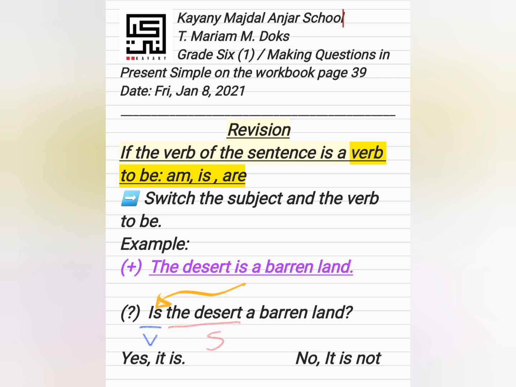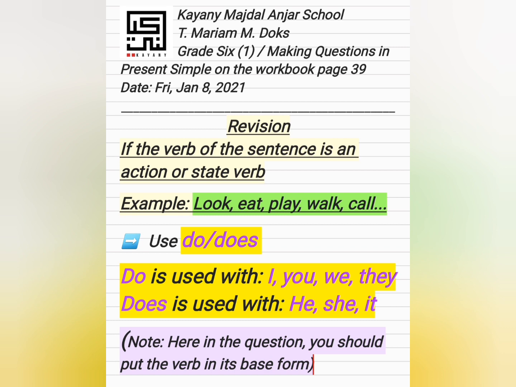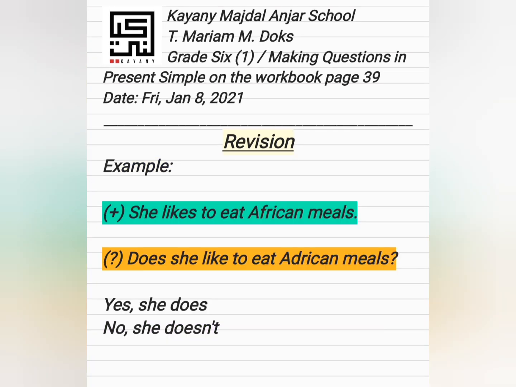No, it's not. But if the verb of the sentence is an action or a state verb, for example, look, eat, play, walk, call, we have to use do or does. We all know that do is used with I, you, we, they, and does is used with he, she, it. Here in the question, you should put the verb in its base form. And you know this note. Let's take an example. She likes to eat African meals. Does she like to eat African meals? Yes, she does. No, she doesn't.